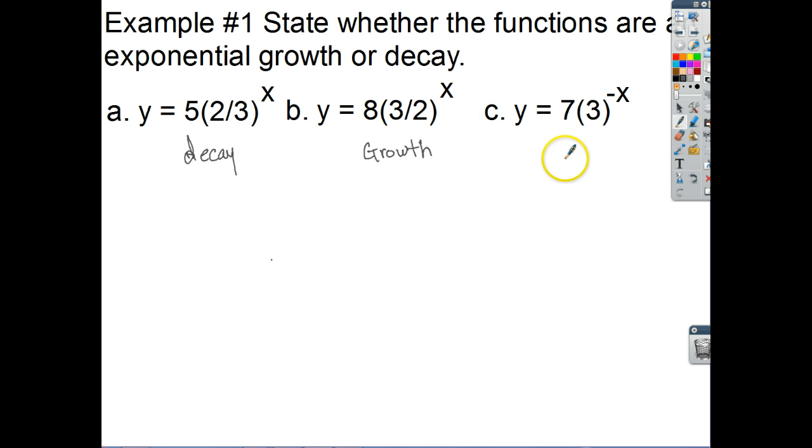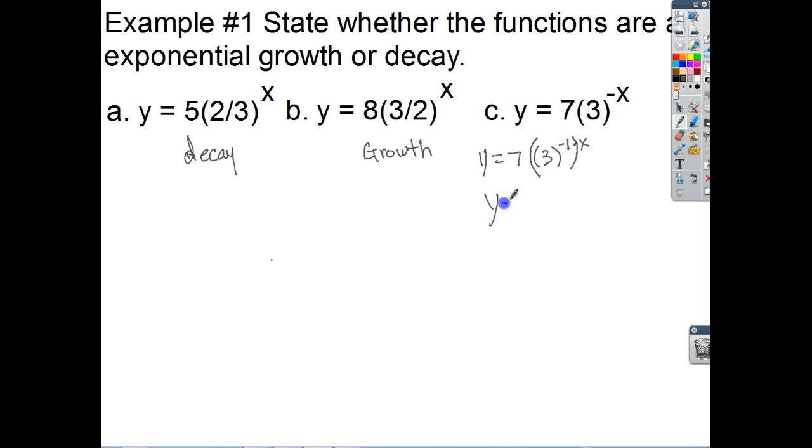And now c is sort of a curveball. When you look in here, you see the number 3, and 3 is definitely not between 0 and 1, but look at the sign of the exponent. Here's what we're going to do with c. We're going to rewrite c as y equals 7 times 3 to the negative 1 times x. We can take that negative x and write it as negative 1 times x. Then if we slip in some parentheses right here, you have 3 to the negative 1 raised to the x. It's the same as that.